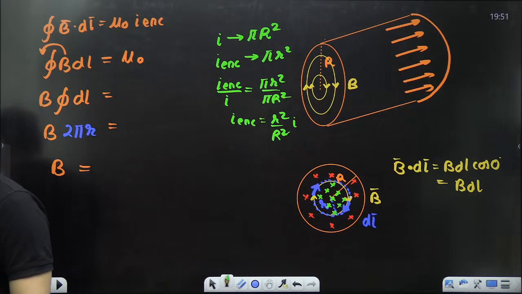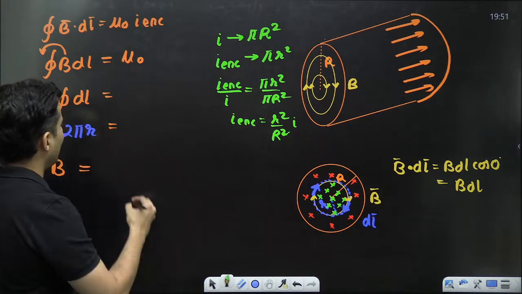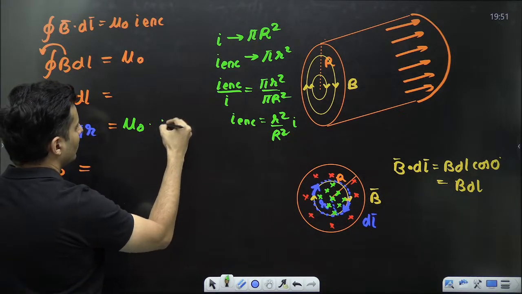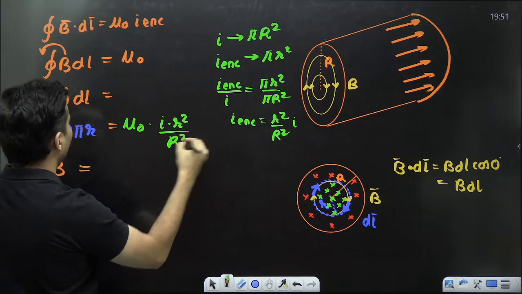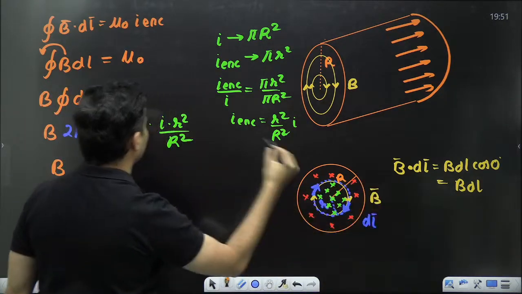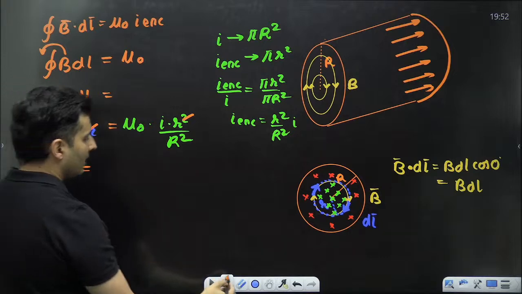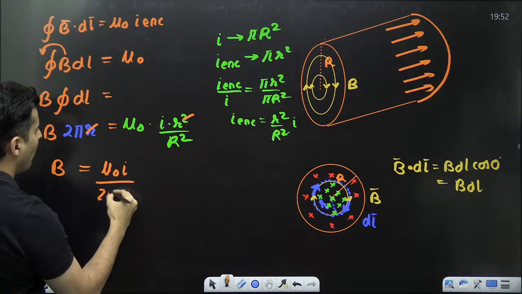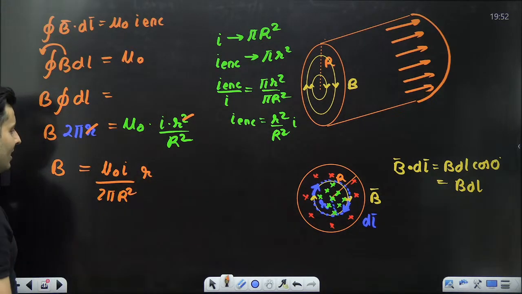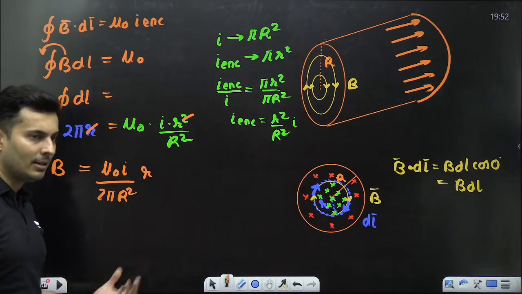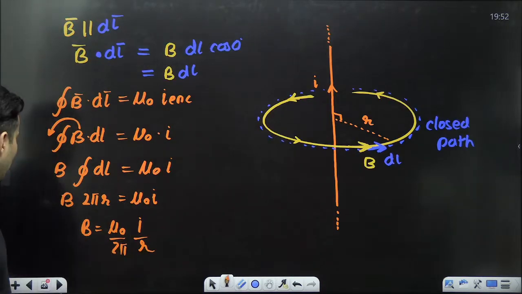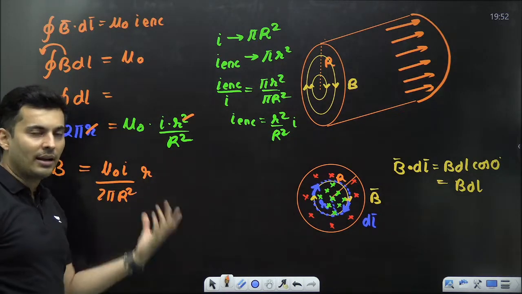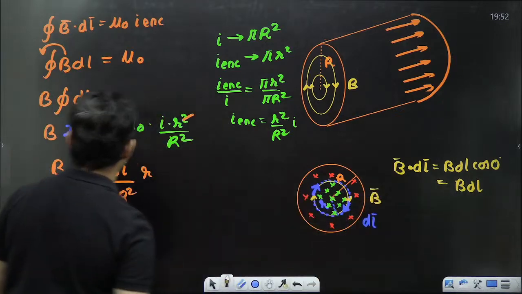Okay, so just substitute that. That is nothing but mu naught into I enclosed, which is I into r square by R square. One of the r just gets cancelled right over here. So B will be mu naught I by 2 pi capital R square into small r. Very interesting formula. It's slightly different than the previous formula. Instead of mu naught I by 2 pi r, it is mu naught I by 2 pi R square, and because it is R square, you put an r on the top, but that is small r. So this is the formula.